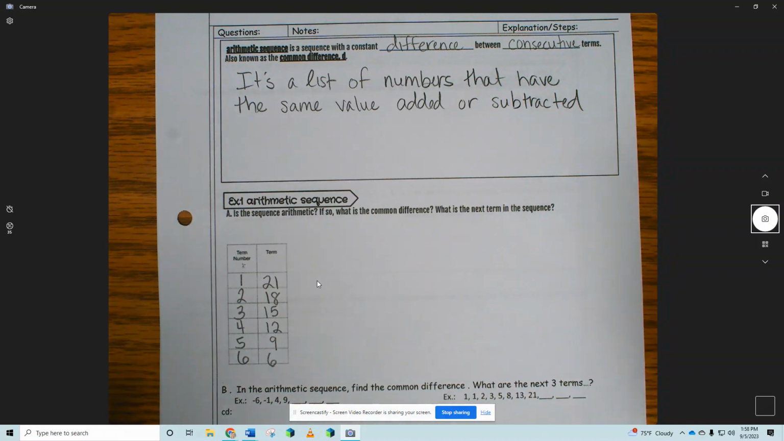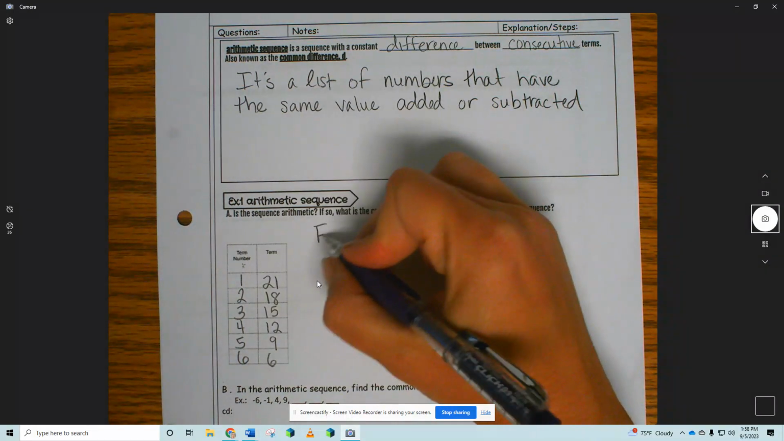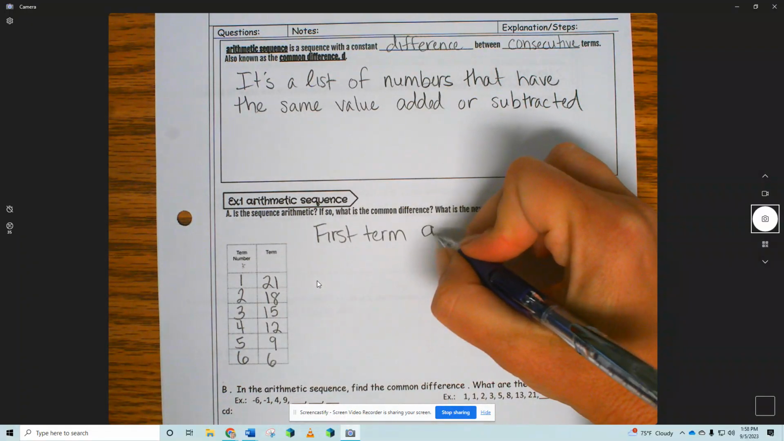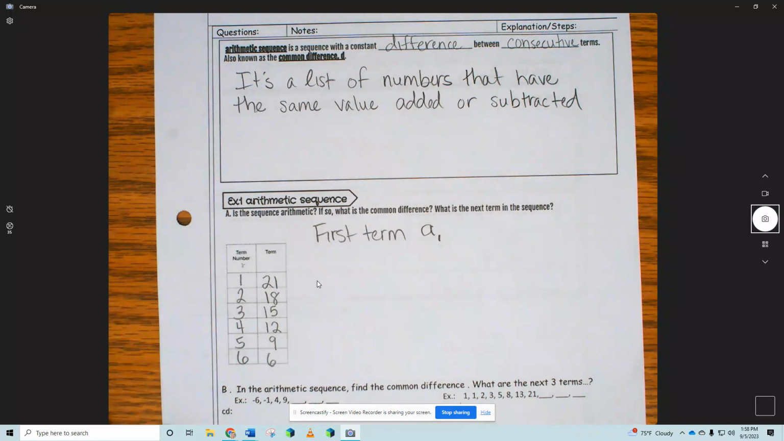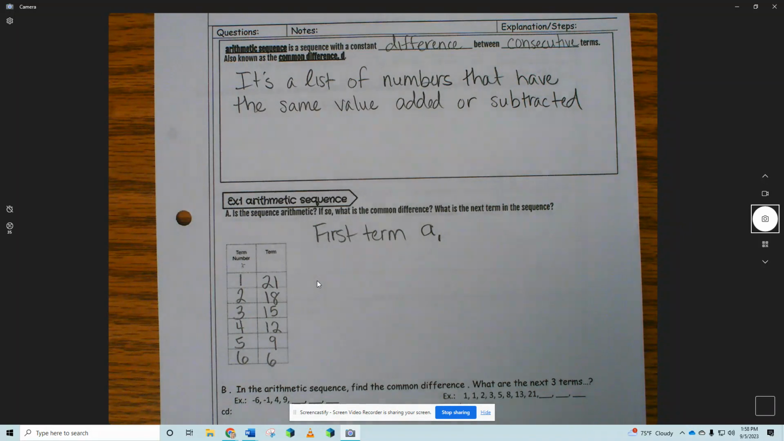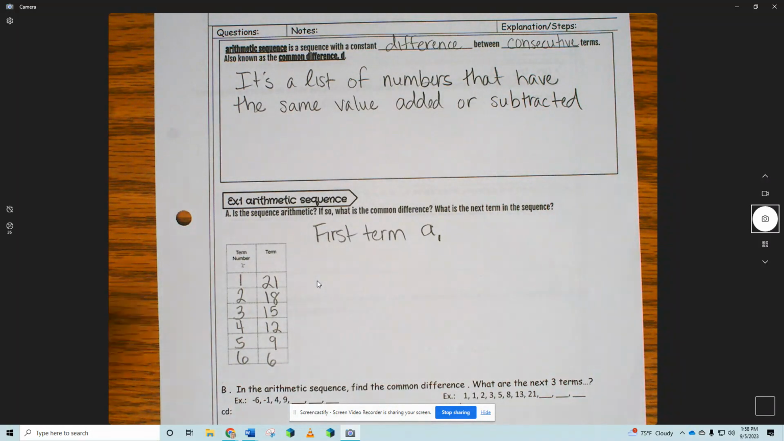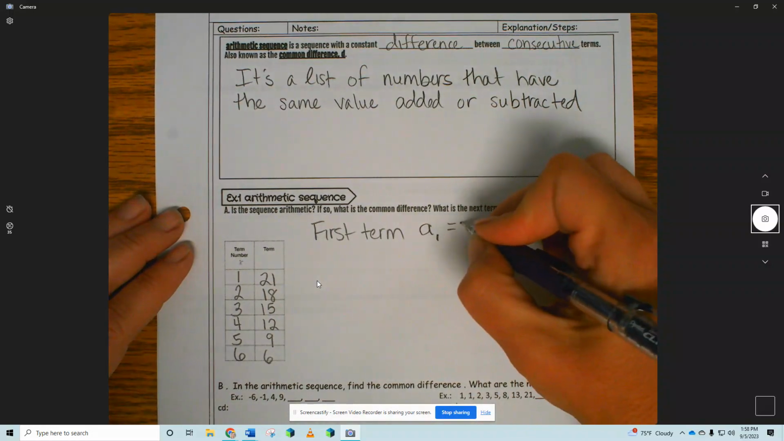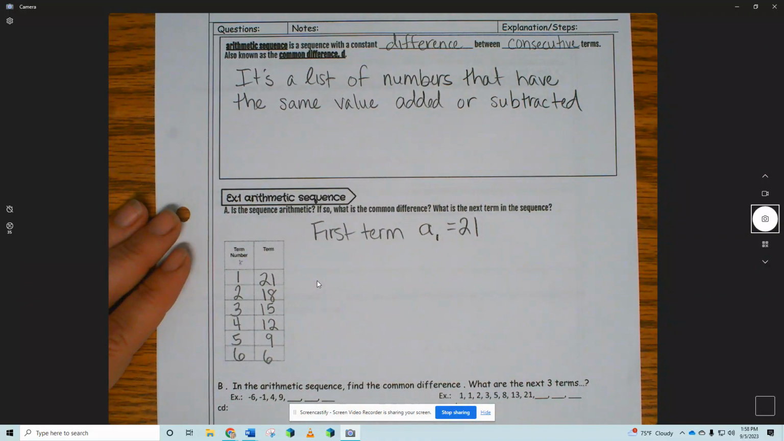Okay, so here's the important things I want to know. I want to know the first term. And I use the alphabet letter A, and I'm going to put a little 1 on the lower right here. It's called a subscript. A sub 1. So this is read A sub 1, like the first number of my list. All right, and so what is the first number on my list? Tell me, volunteer, what's the first number on my list? 21. So the first term, A sub 1, is 21.